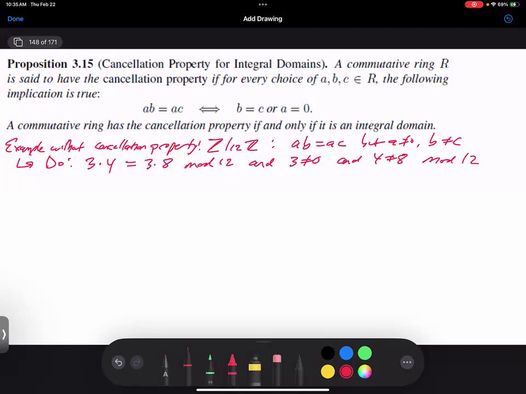Why can't we just multiply both sides by the multiplicative inverse of A? Yeah, we don't know that the multiplicative inverse exists. The definition of a ring does not require the multiplicative inverses to exist. Okay, so now let's look at the proof.